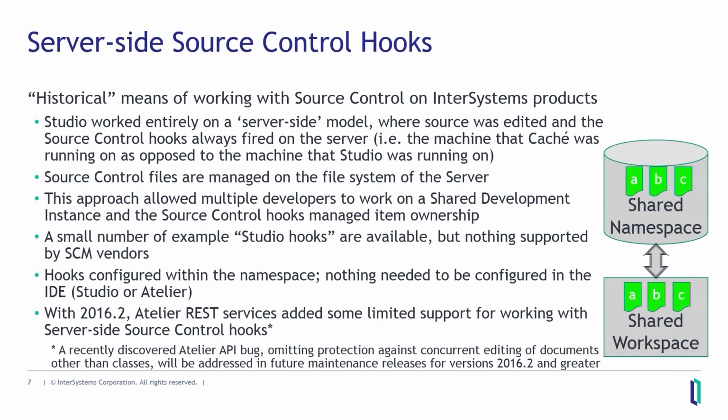And everything there is based around the fact that in Cache and Ensemble and now Iris, your classes are actually stored as objects in the database. They're not natively a file on disk. And so your source control hooks would be responsible for translating the items in your namespace out to the file system. And that translation would take place, again, after a save or whatnot. So these server-side hooks have been a very, very important part of our development practices for a long time.